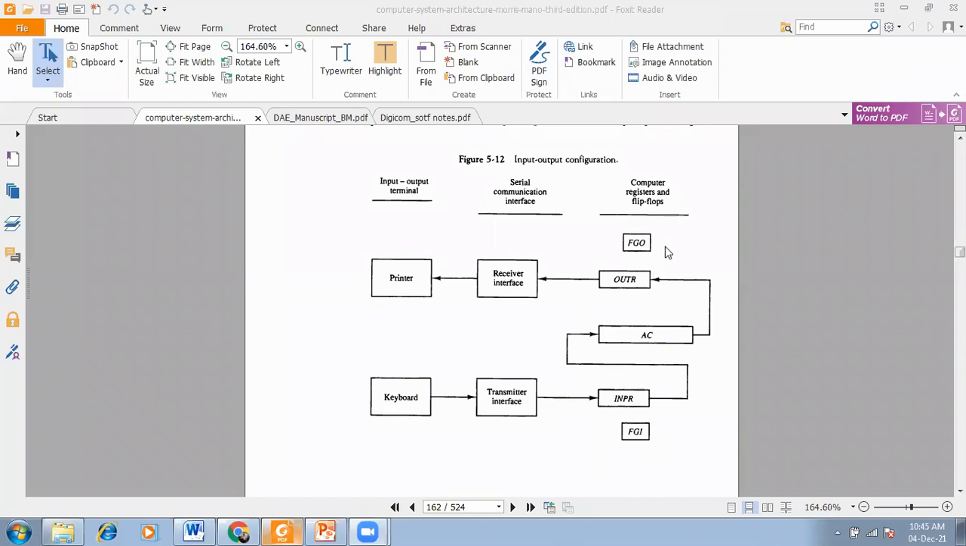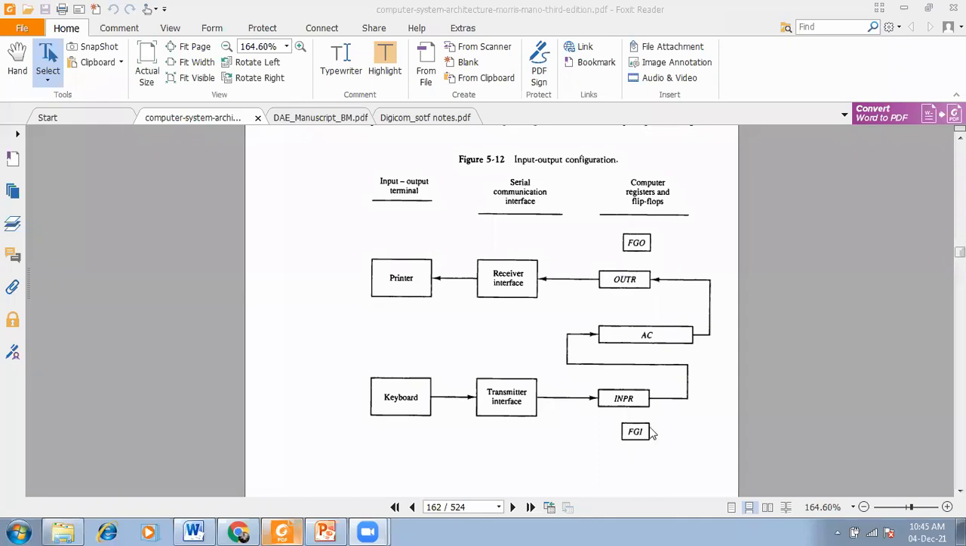Here also, when FGO is equal to 1, the computer will send the data from the accumulator to the output register. Until FGO gets reset, that is FGO is equal to 0, this data will not move to the printer for printing. And when printing is going on, FGO is always 0. After completion of this operation, FGO is again set, that is 1.